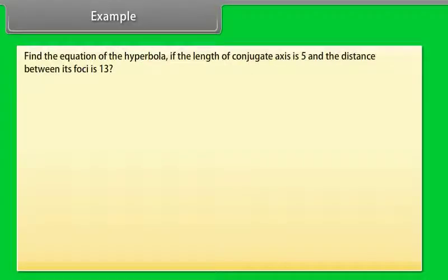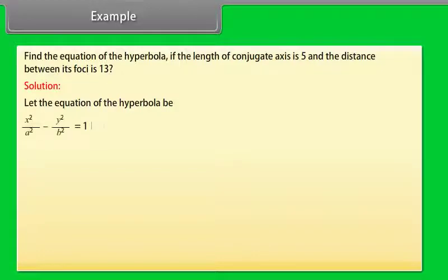Example. Find the equation of the hyperbola if the length of the conjugate axis is 5 and the distance between its foci is 13. Solution. Let the equation of the hyperbola be x square upon a square minus y square upon b square is equal to 1. Conjugate axis is equal to 2b is equal to 5. b is equal to 5 by 2.